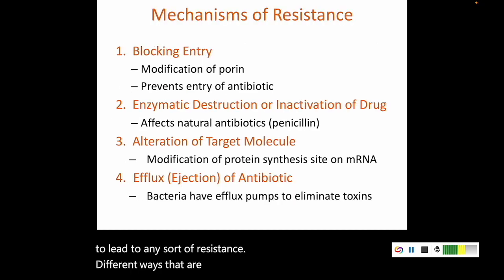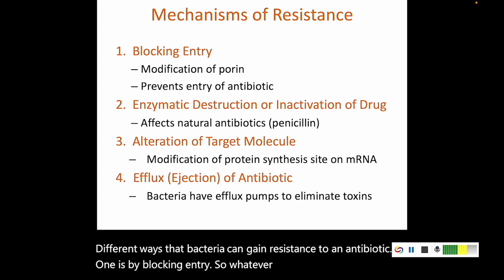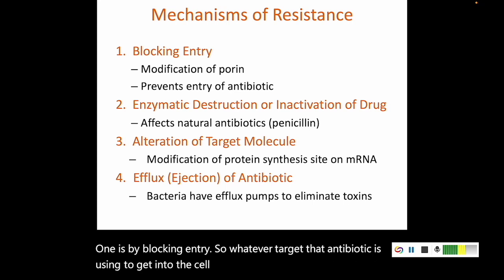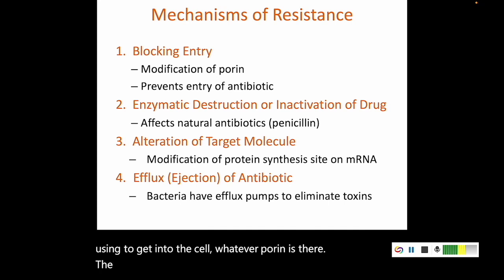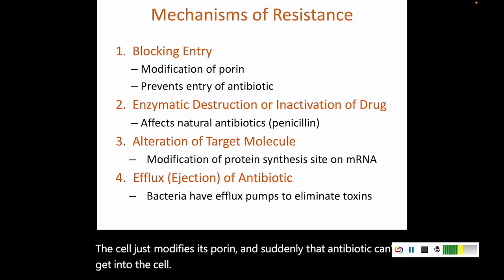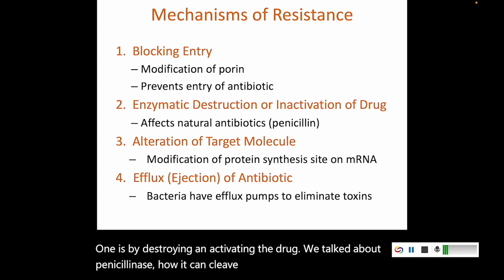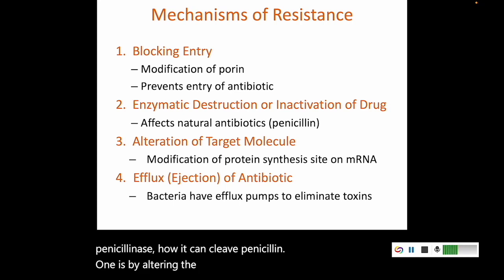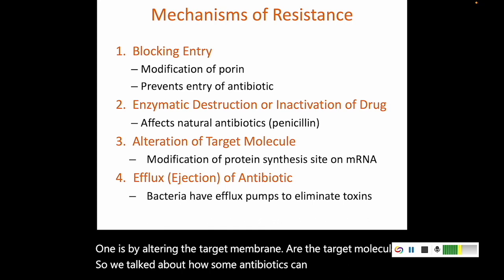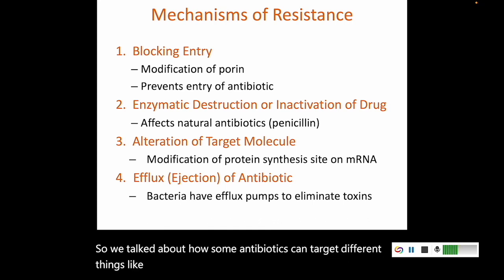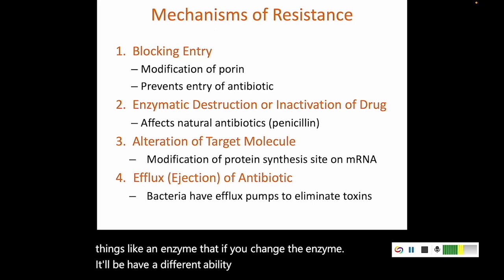Here are different ways that a bacteria can gain resistance to an antibiotic. One is by blocking entry. Whatever target that antibiotic is using to get into the cell, whatever porin is there, the cell just modifies its porin, and suddenly that antibiotic can't get into the cell. One is by destroying or inactivating the drug. We talked about penicillinase, how it can cleave penicillin. One is by altering the target molecule. We talked about how some antibiotics can target different things like an enzyme, and if you change the enzyme, it'll have a different ability to bind to the antibiotic.